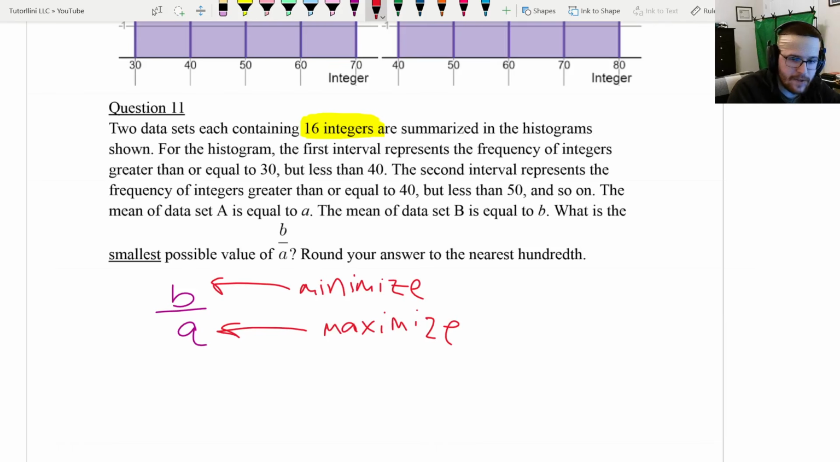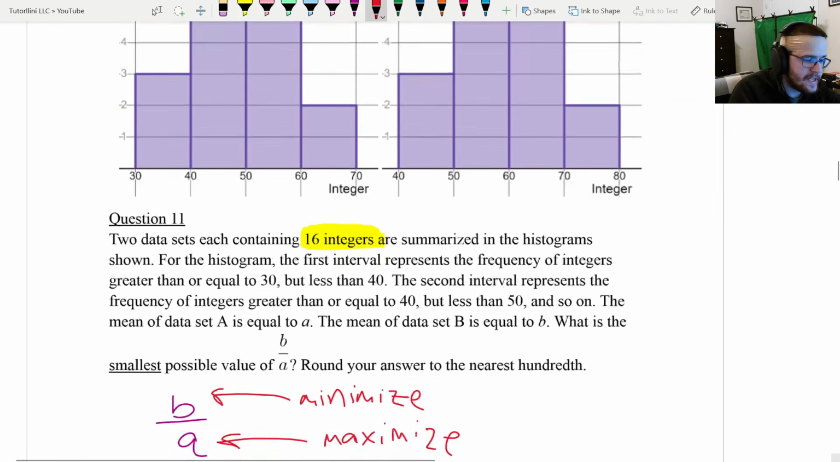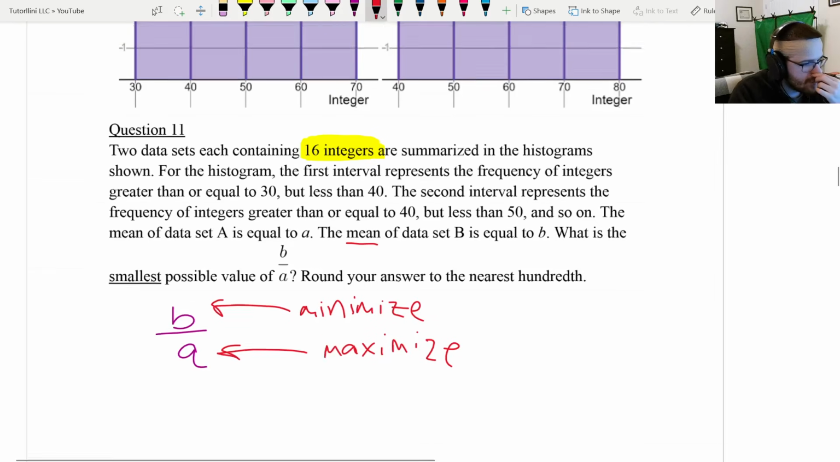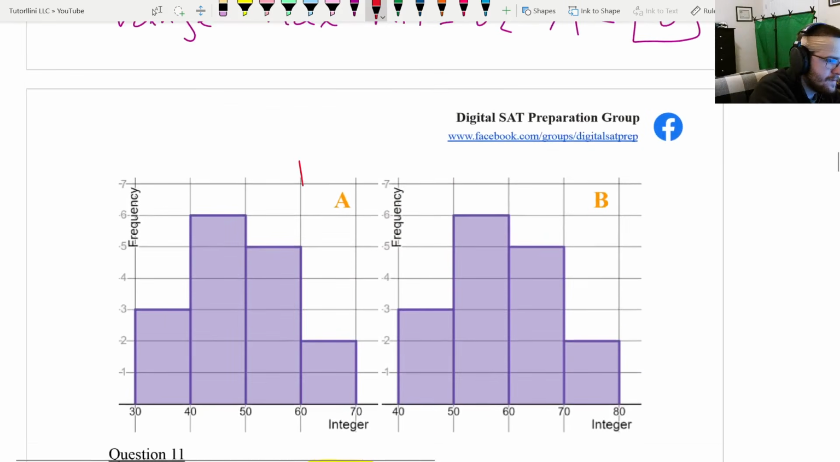So hopefully that makes kind of intuitive sense. Come up with an example with some numbers if you don't believe me. All right, so for data set B, it's asking about means, not medians. So we're going to maximize A, and we are going to minimize B.